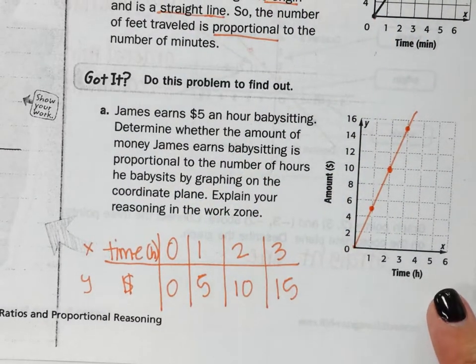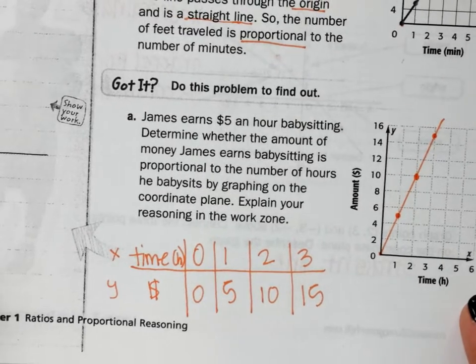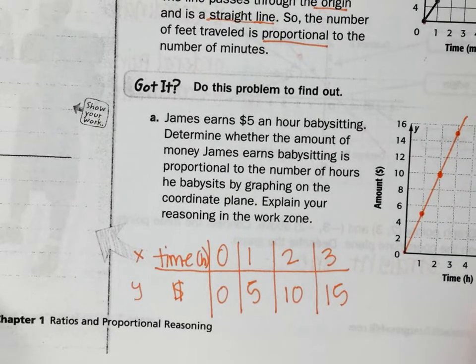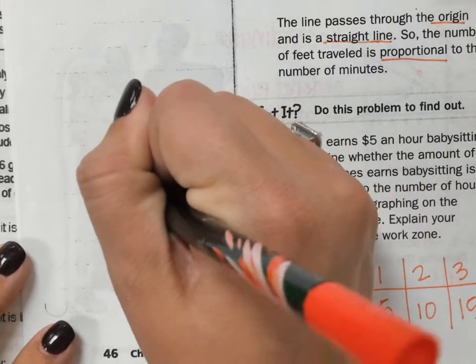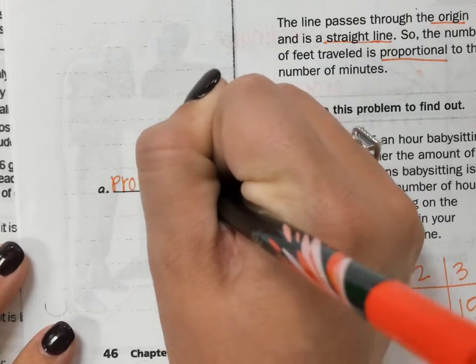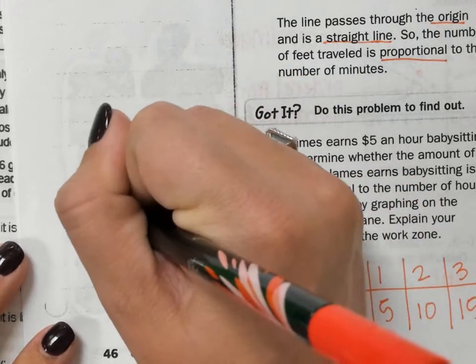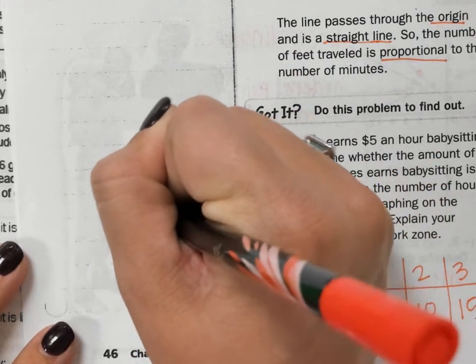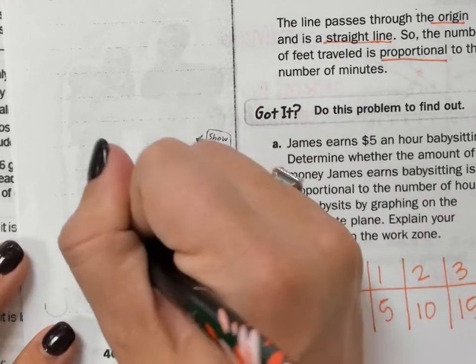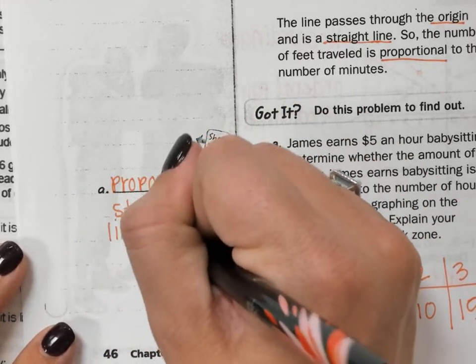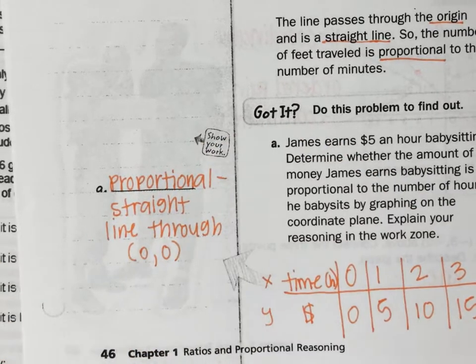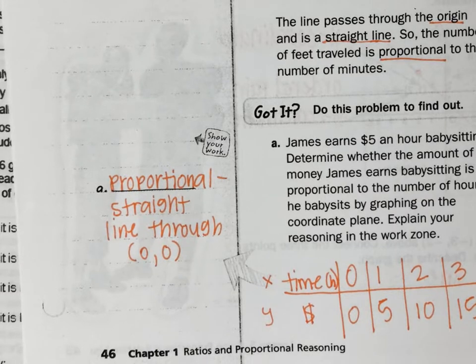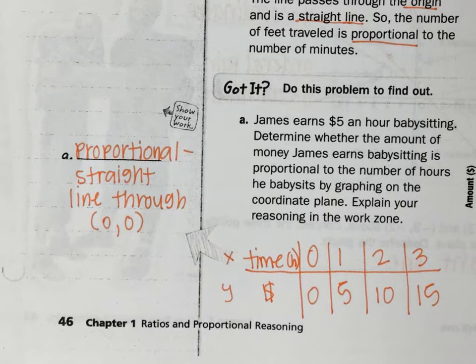So what do we think? Is it proportional or not proportional? Why? And it goes through the origin. Good, because it's a straight line and it goes through the origin. It's proportional because it's a straight line that passes through the origin, 0, 0. Questions?